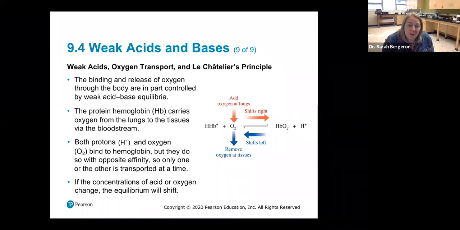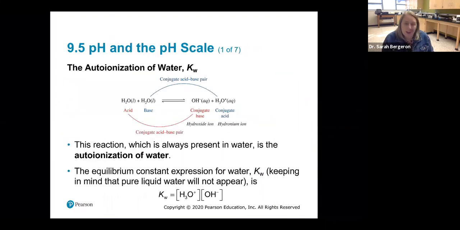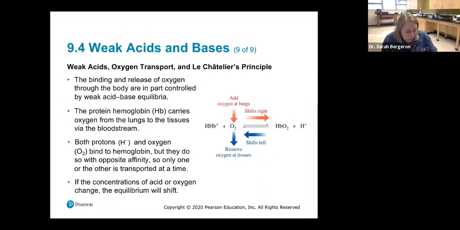And so if you change the concentration of an acid or change the concentration of the oxygen gas, you're going to actually shift your equilibrium, and it allows you to balance the amount of oxygen that you want in your bloodstream. It's kind of a cool way that your body regulates that. Okay, so let's go do a few quick problems.